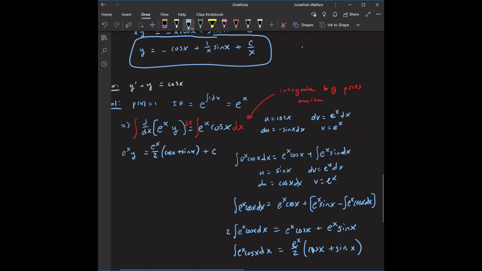Just hang in there with it. Don't give up on it. You got it. Now solve for y. So y of x will be, basically, divide both sides by e to the x. So we just get 1/2 times cosine x plus sine x, plus c e to the negative x. And that's our solution, an explicit solution. However, we have no initial conditions, so we can't solve for the constant. So just leave it like that.